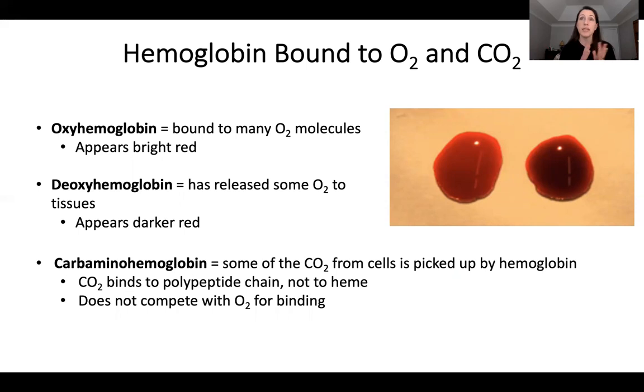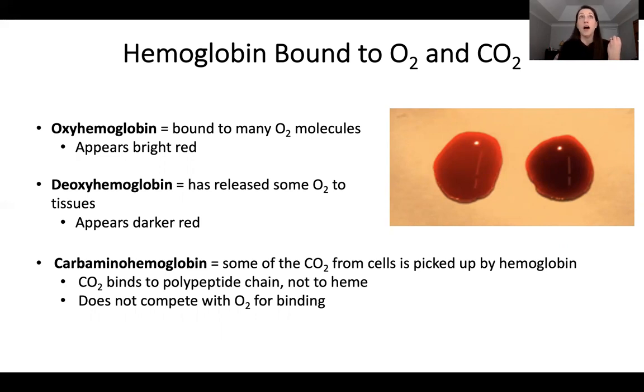Once the hemoglobin releases the oxygen that's bound to it, it's going to become deoxyhemoglobin. So just take the oxygen away, deoxygenate it. That deoxygenated hemoglobin is a little bit darker in color. So it's going to be that darker burgundy, almost brownish color that you associate with venous blood that we discussed in the first video too.